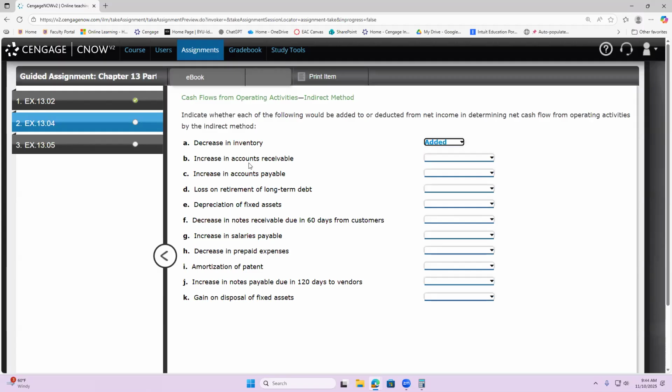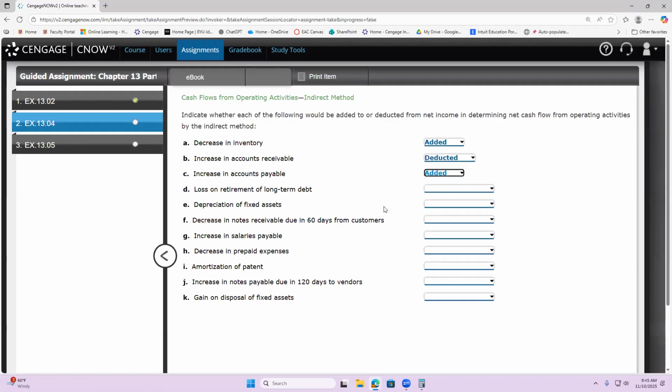An increase in accounts receivable. What type of account is accounts receivable? It's an asset. If an asset is increasing, then it will be a deduction because assets are opposite. Increase in accounts payable. Accounts payable is a liability. And so with liabilities, it's the same, right? Meaning if a liability increases, we'll be adding cash. So increasing goes with increasing.